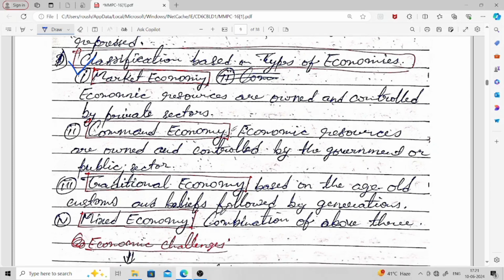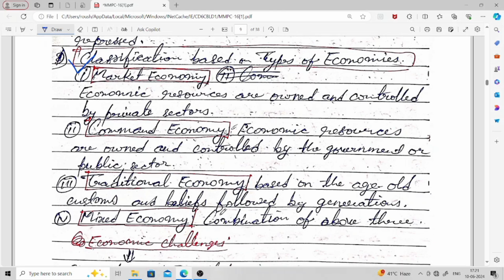And the third given is traditional economy, that is based on the age-old customs and beliefs followed by generations. And the fourth given is mixed economy, a combination of the above three. It means mixed economy is the combination of market economy, command economy, and traditional economy.